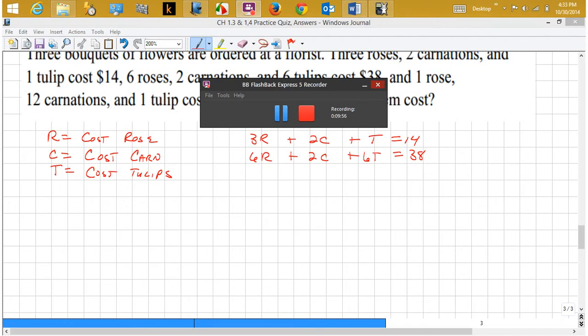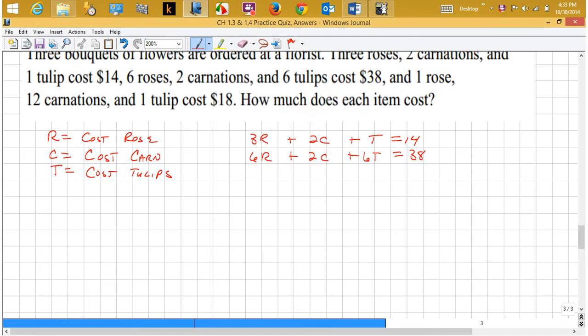Okay, let's get back to this. Had another little interruption. So anyway, our third equation is going to be 1 rose, 12 carnations, and 1 tulip cost $18. So there are my three equations.